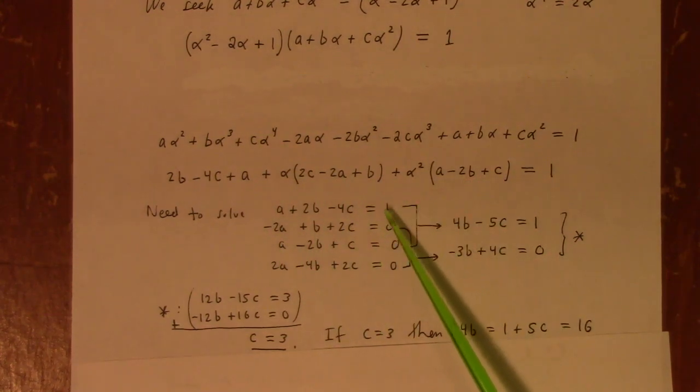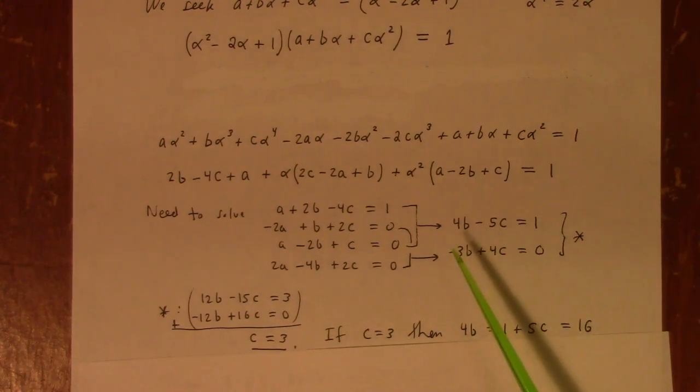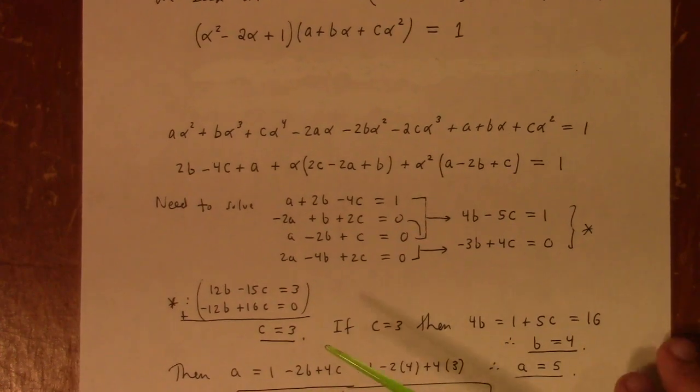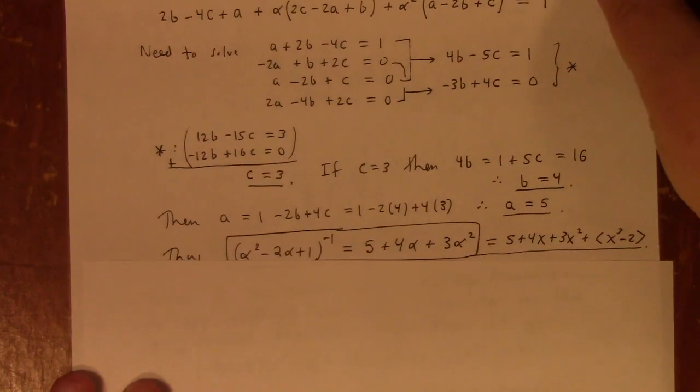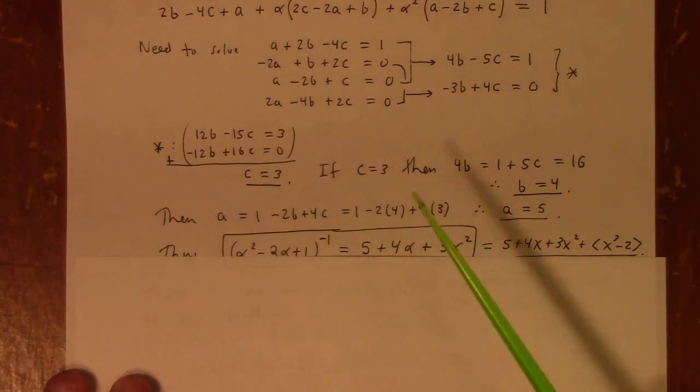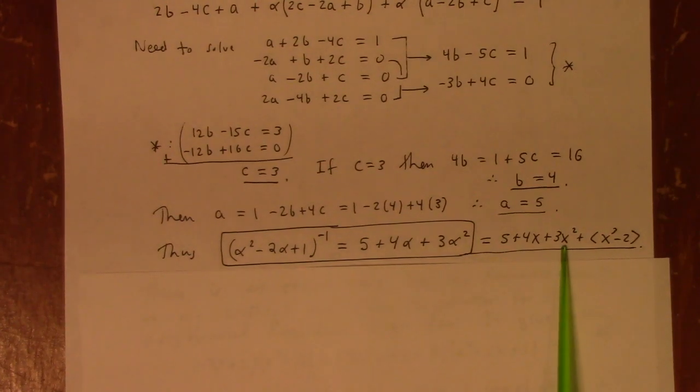Anyway, the long story short of it is I get these 3 equations and 3 unknowns, which I add and subtract and combine and eliminate and substitute, and after a little bit of algebra here, I get a equals 5, b equals 4, c equals 3, which shows me that, in fact, my inverse is 5 plus 4 alpha plus 3 alpha squared, which in the other notation is 5 plus 4x plus 3x squared plus the ideal. All right, it's this element in the factor group of the polynomial ring.